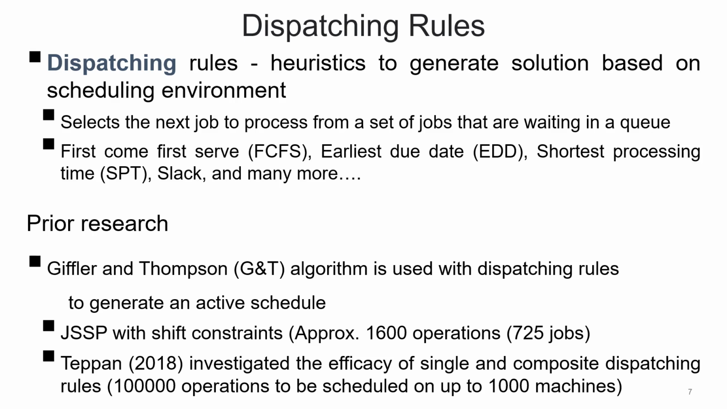Previous studies that use dispatching rules do not consider the challenges we face in real-life scheduling, such as Giffler and Thompson's dispatching rules, but they cannot be directly used for large-scale problems. Some studies also considered shift constraints, but that involved only 700 jobs. Other studies involved operations up to 1 lakh.